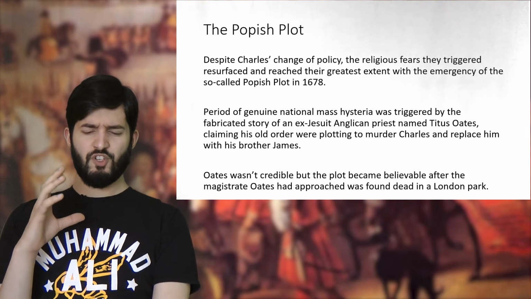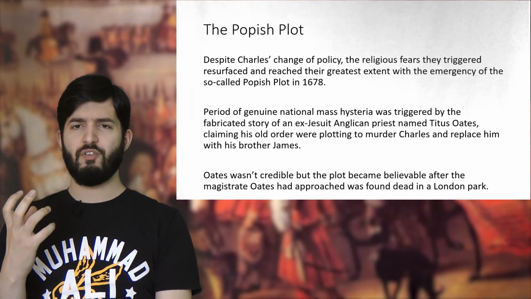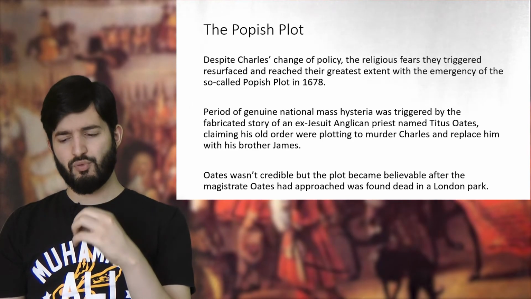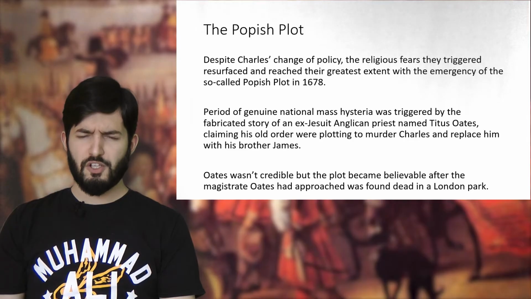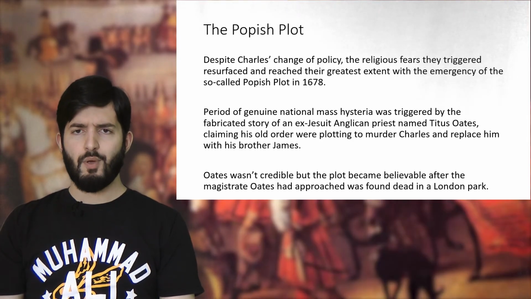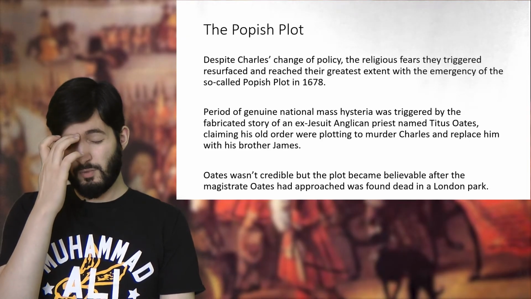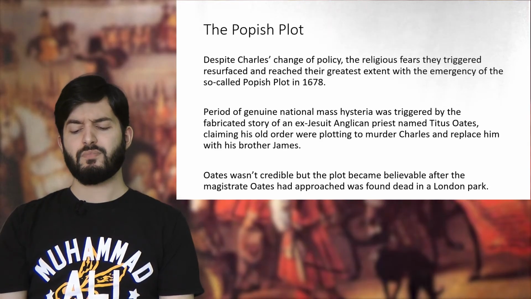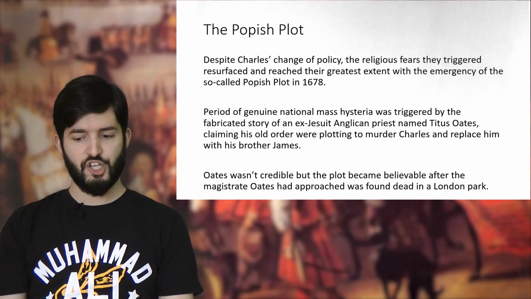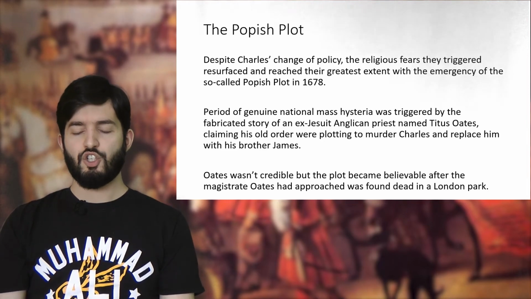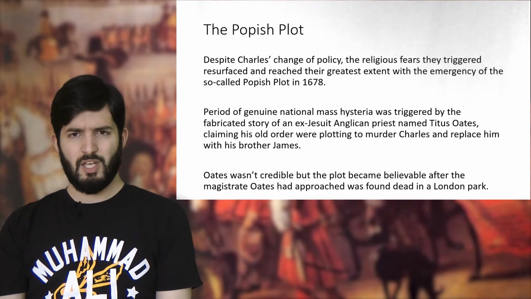So this is a period, as I say, of genuine national mass hysteria triggered by essentially a fabricated story of an ex-Jesuit Anglican priest. Jesuits are basically this missionary Catholic order. A man called Titus Oates, supposedly an ex-Jesuit, who's now an Anglican priest. And he's basically a serial liar. The guy's full of crap. And has all sorts of strange personality traits. And so he claims that he's learnt of a plot by his old order, the Jesuits, to murder Charles and replace him with his Catholic brother James. And so Oates himself is not credible. He's basically a bit of a joker.